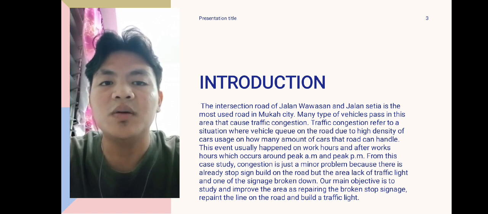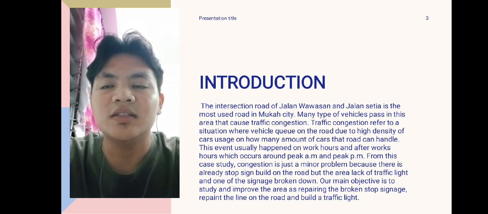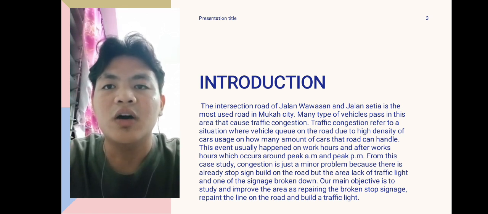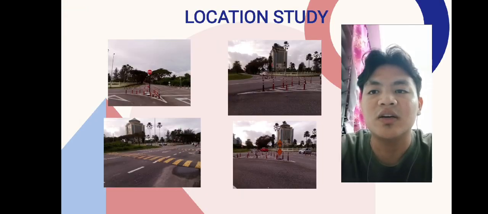This congestion problem exists because there is already a stop sign built on the road, but the area lacks a traffic light, and one of the signs is broken down. Our objective is to study and improve the area, like repairing the broken signage, repainting the lines on the road, and building a traffic light. Okay, this is our location for our case study.